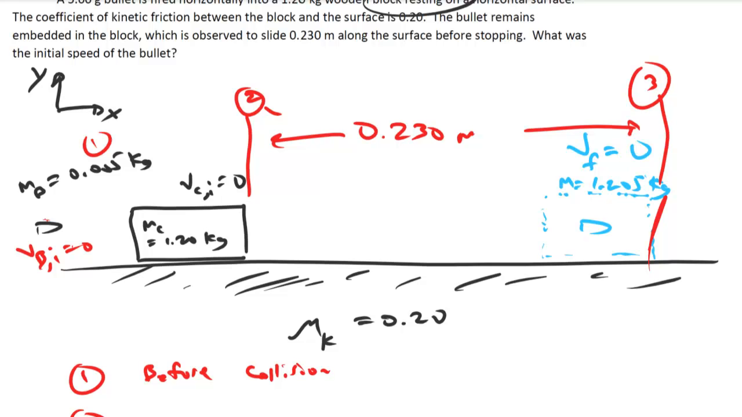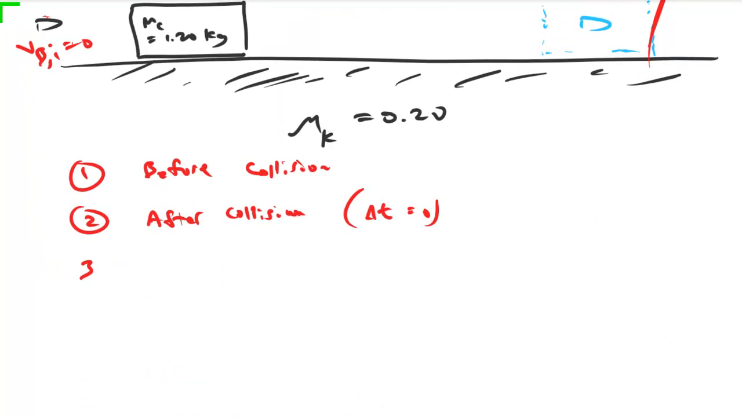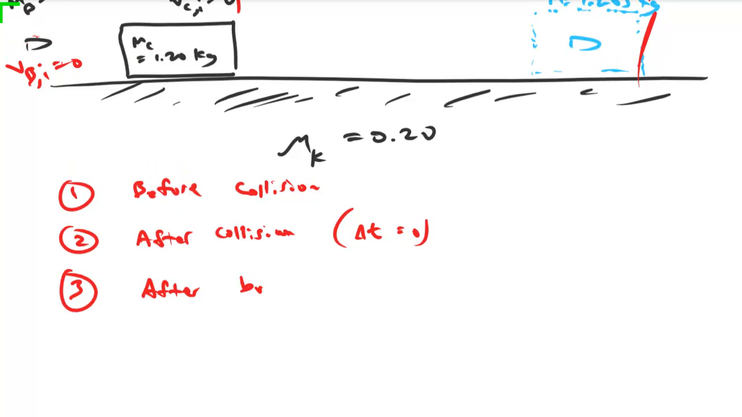2 is after the collision, immediately after the collision, basically so that delta t is equal to 0. And 3 will be after the bullet and crate stop.